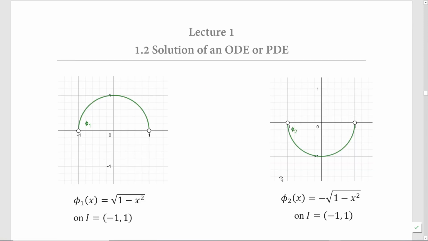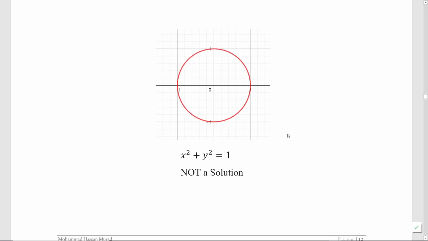Let's have a look at the graphs of the solution. So this is phi 1, defined over the interval negative 1 to 1. And this is phi 2, also defined over the interval negative 1 to 1, are both solutions of the differential equation y times y prime plus x equals 0. However, the equation x squared plus y squared equals 0 doesn't describe the solution of the differential equation. Notice this is not a function.